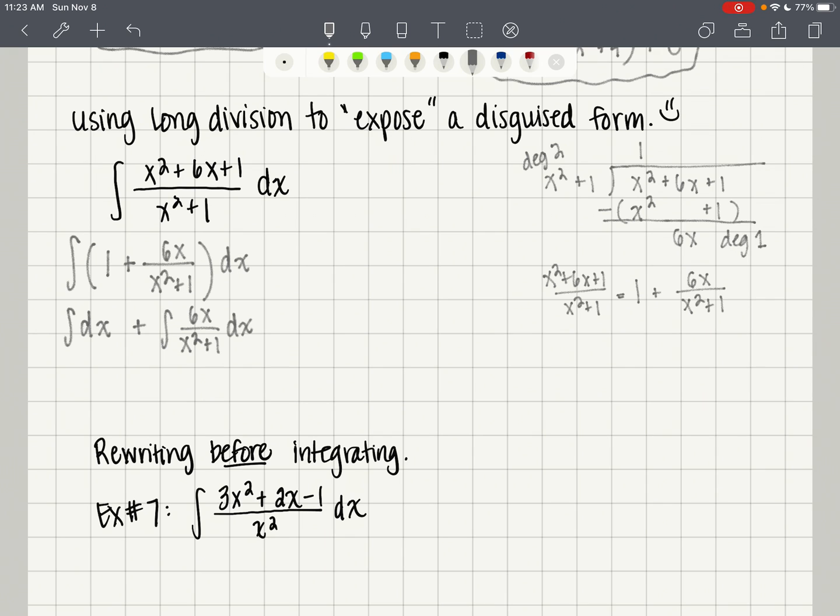The integral of dx is x. This right here is x. And this one, I believe we already did this in a previous problem. This is 3 times the natural log of x squared plus 1. And then, of course, we always add c, and we get our answer. So that's how we can use long division to expose a disguised form that will allow us to actually integrate the expression.